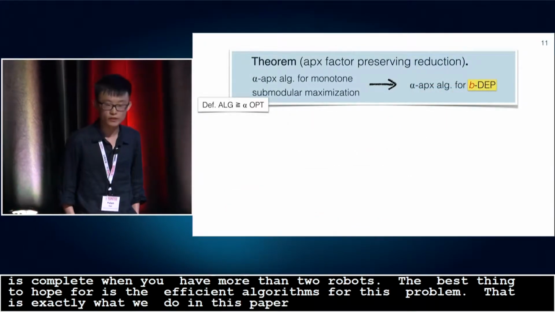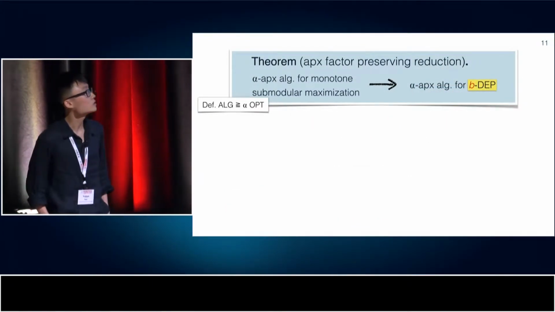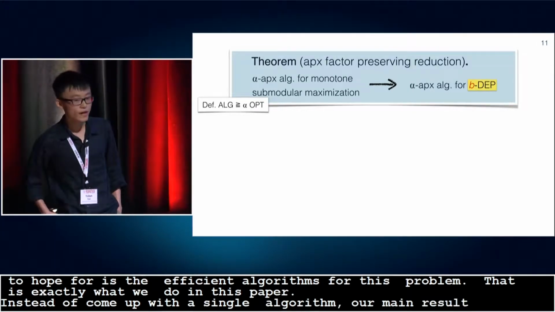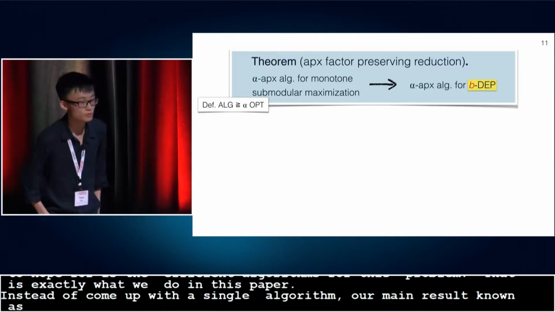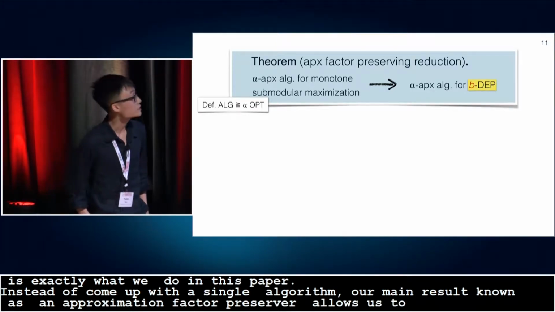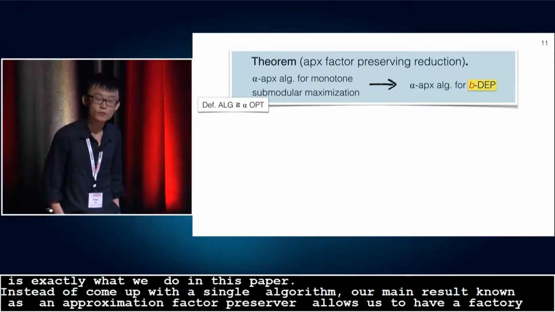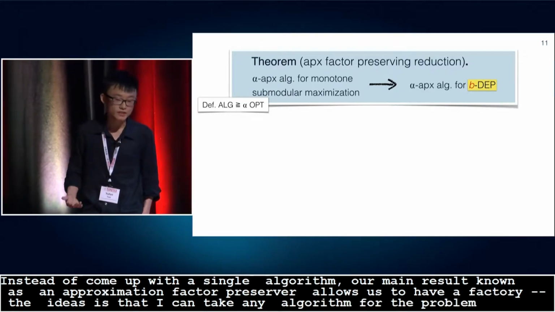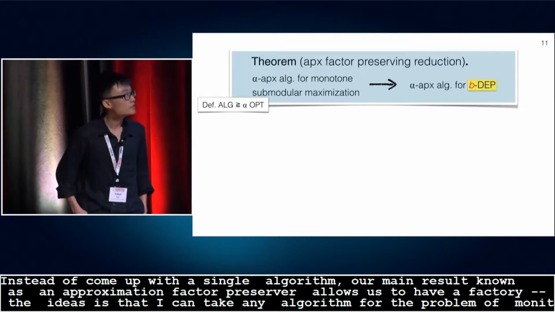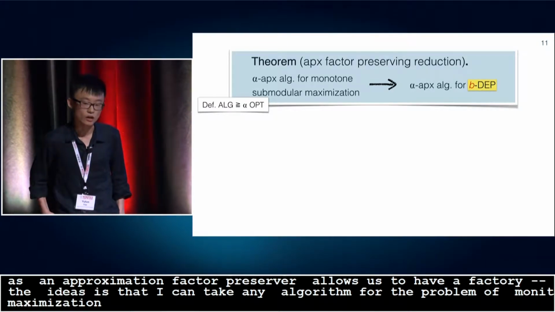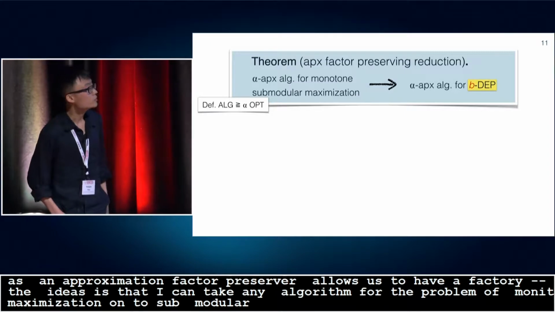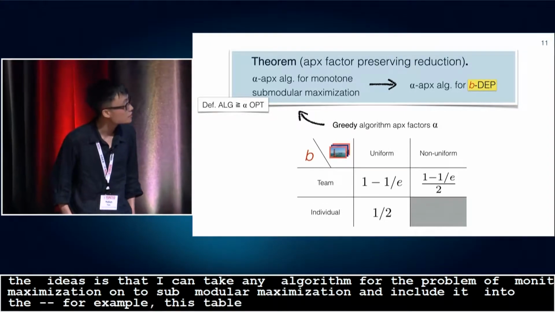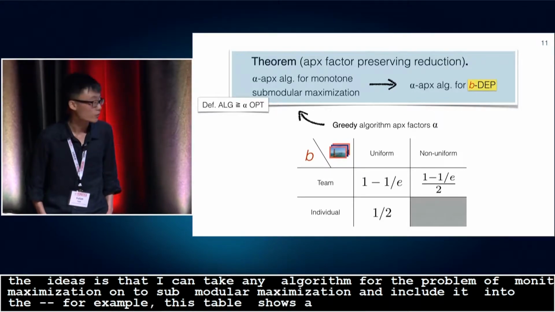Instead of coming up with a single algorithm, our main result, known as an approximation factor preserving reduction, allows us to have a factory of approximation algorithms for our problem. The core idea is that I can take any alpha approximation algorithm for the classical problem of monotone submodular maximization under a cardinality or knapsack constraint and convert it into an alpha approximation algorithm for our problem. For example, this table shows the resulting approximation factors achieved by converting the standard greedy algorithm.